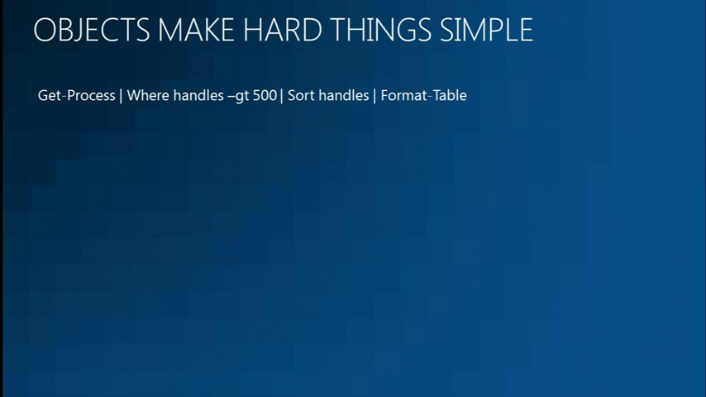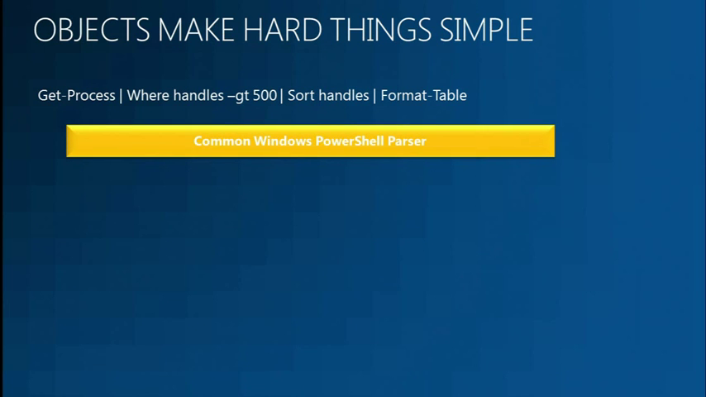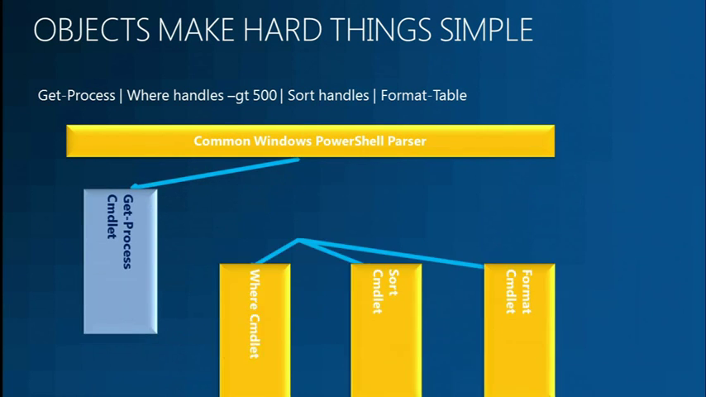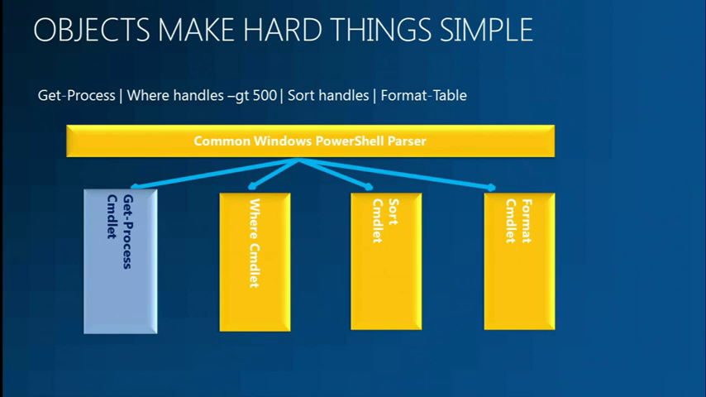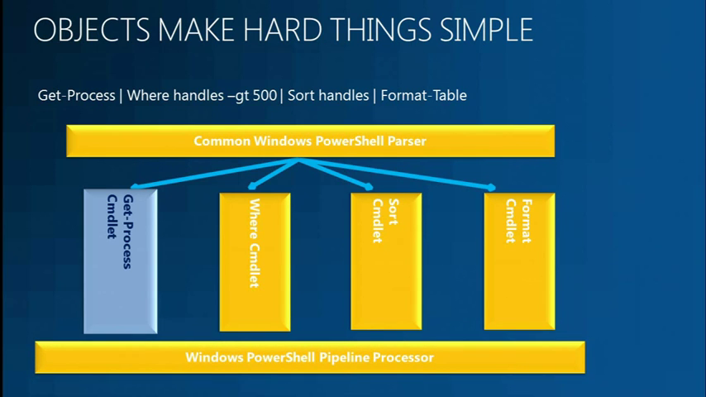So when you type something like this, get process where the handles are greater than 500, sorted by the handles, format table, what happens is that goes to a common parser that then dispatches it to the set of cmdlets, each being a small command. And what really happens, again, this is really quite sophisticated technology, right? It looks really simple. It looks like, yeah, we've been doing that for the last 30 years. No, no, no, my friends. This is some very sophisticated technology. Underneath the covers, we have what is called a data flow engine. Ours is an object flow engine.